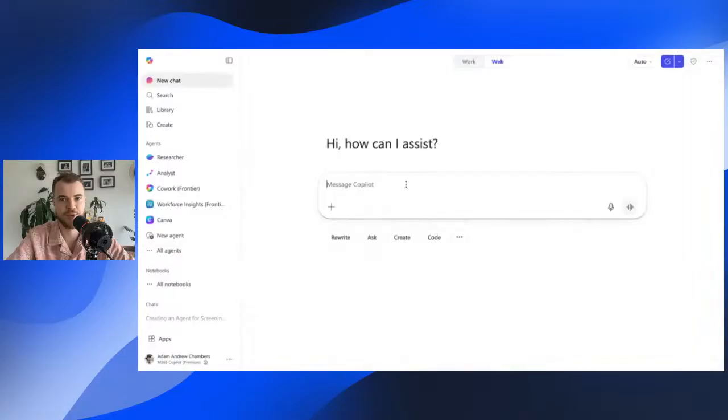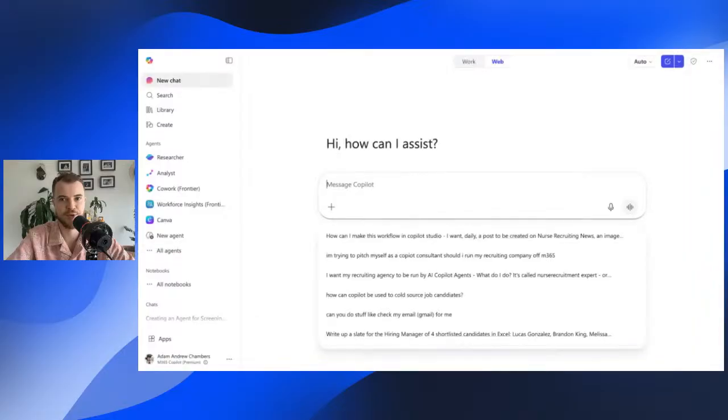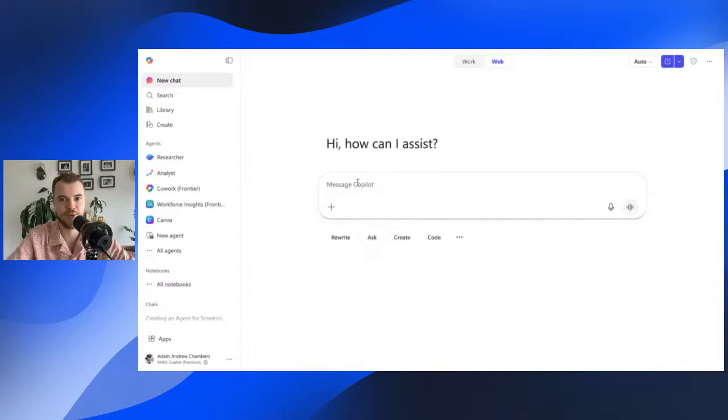Now the other AI companies are a bit further ahead in this, but I think Copilot are catching up, where you'll be able to say, make me a graphic of nurses standing outside our hospital celebrating, and then it can do that in Canva.